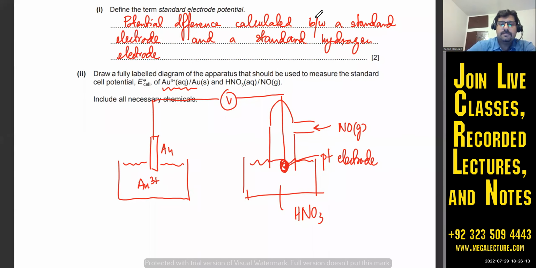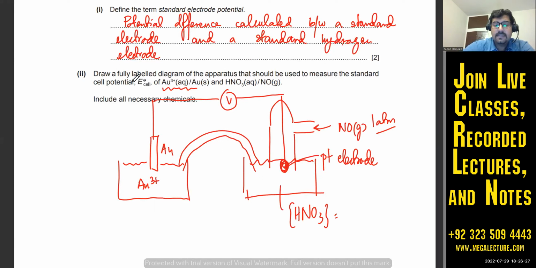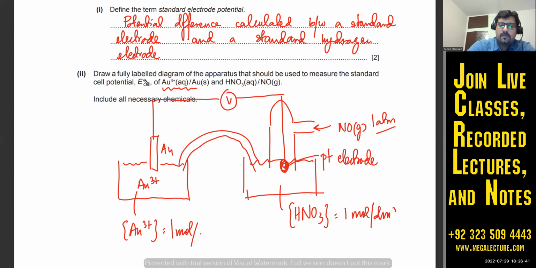So just the salt bridge in the middle needs to be added, okay? So you're going to add a salt bridge. Label everything. This is going to be at 1 atmosphere pressure. The nitric acid, okay, he's using the word standard, so you're going to write 1 mole per dm cube. The Au3+ ions in the solution will also be 1 mole per dm cube. This one is your salt bridge. Okay. So that's your diagram.